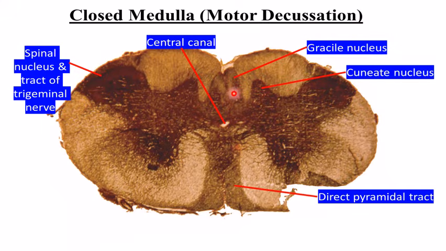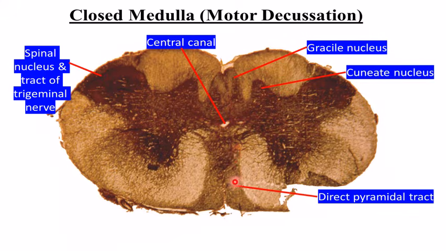Why is it motor decussation? Look here, dear students. This is the gracile nucleus, this is the cuneate nucleus, and this is the spinal nucleus of the trigeminal nerve. The gracile and cuneate nuclei are small, while the gracile and cuneate tracts are big.